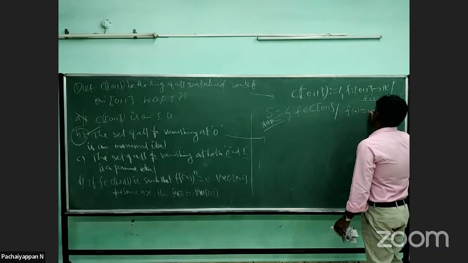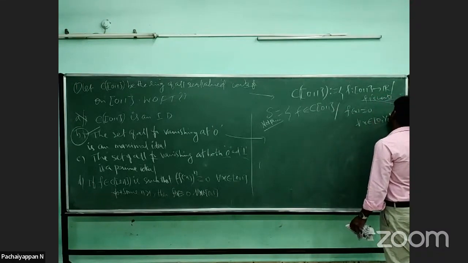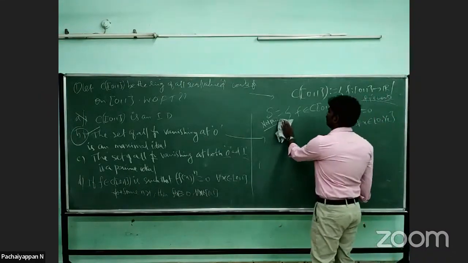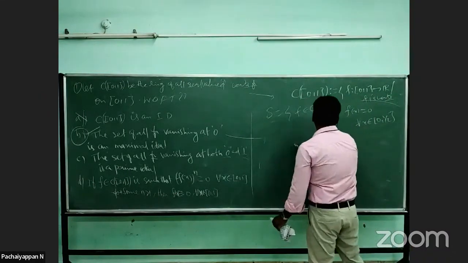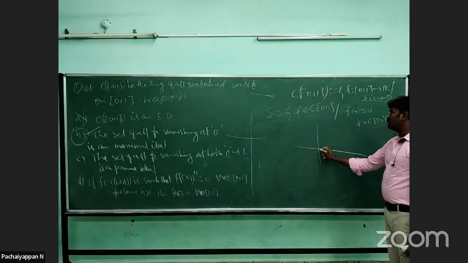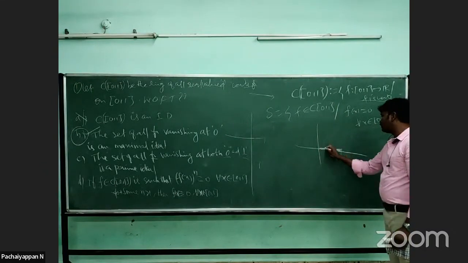f(x) is equal to 0 for all x belonging to [0, 1/2]. Now the question: is this a prime ideal or not? So what is the geometric technique here? What are the elements in S? The element should vanish up to 1/2.